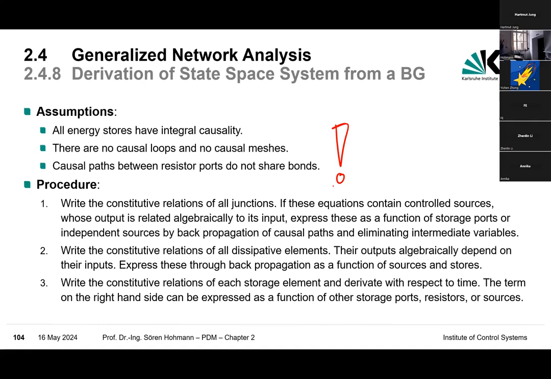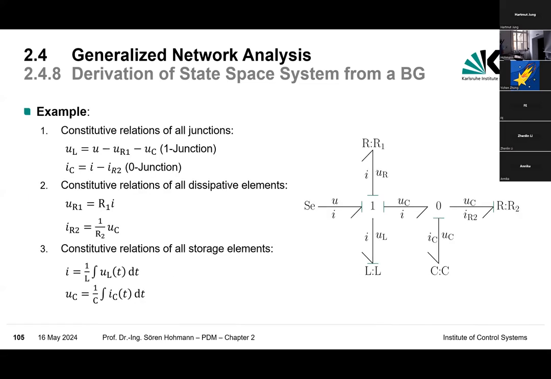The procedure is given here, something for at home, where you generate the state space system directly out of it. Very simple. So basically, step 1, write the constitutive relations of all junctions, write the relations of dissipation elements and storage elements, and then try to arrange this on the right-hand side, which is given by the causal stroke association to each bond. Well, just an example to make it explicit.